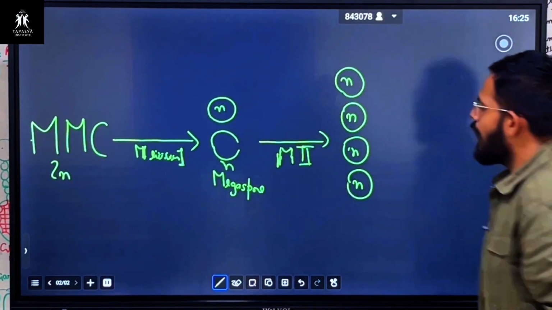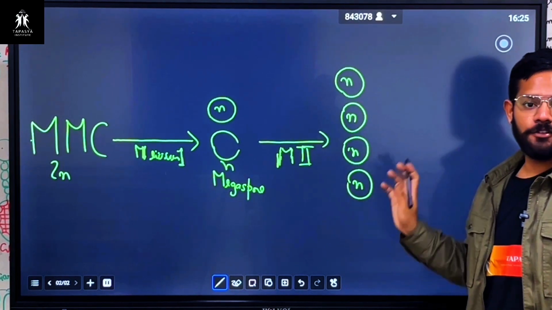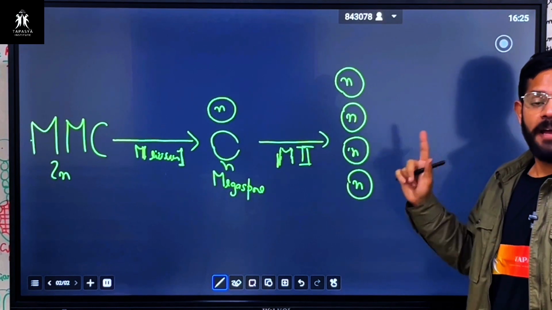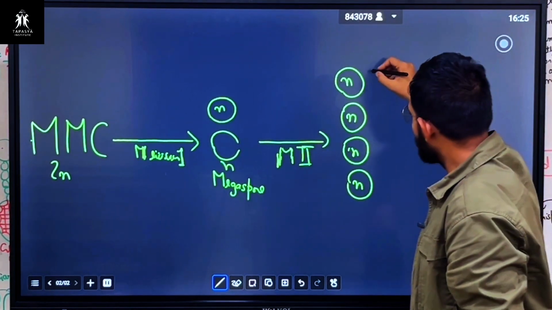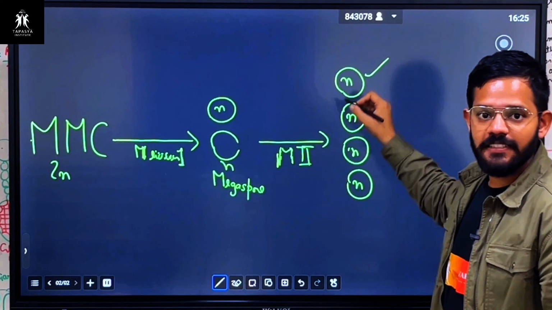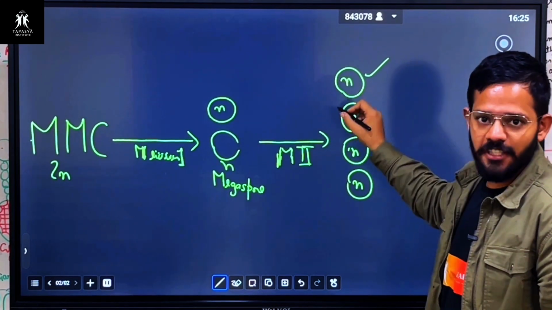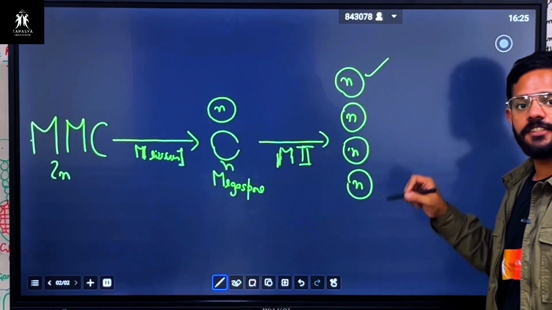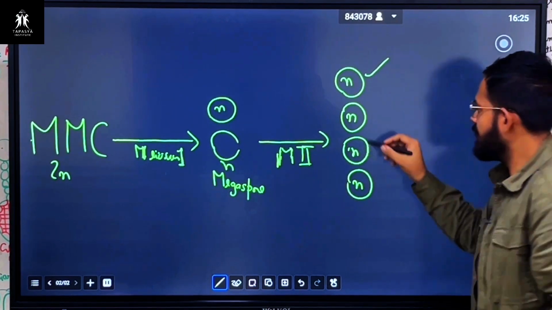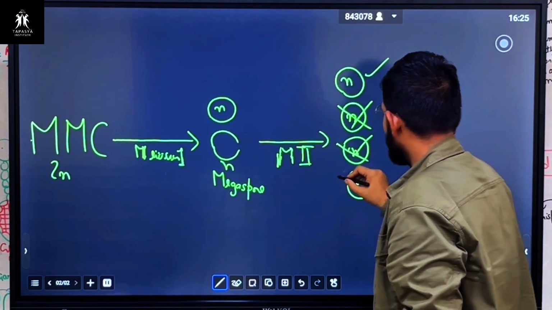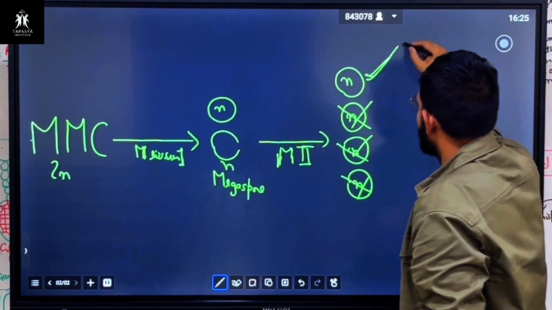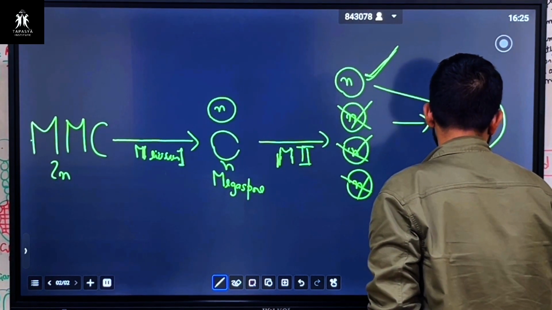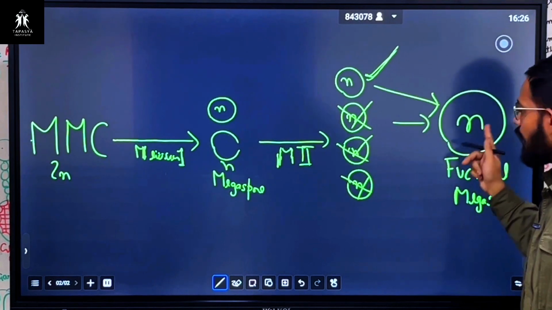Now see what happened. These 4 are not going to develop into functional megaspores. Only one will develop into the functional megaspore, and that is this one. The megaspore which is present at the chalazal end will differentiate and convert into the functional megaspore, while the remaining 3 will give all their nutrition to this one and die. This will die, and at last only this one remains. And this is your functional megaspore.